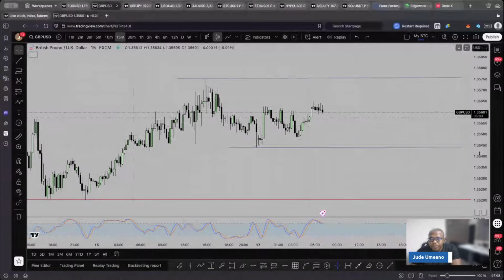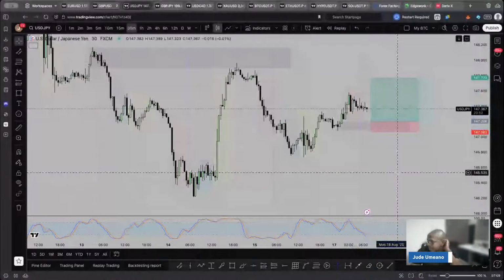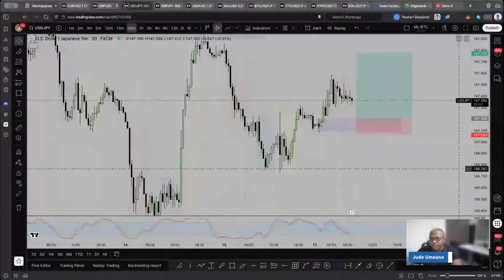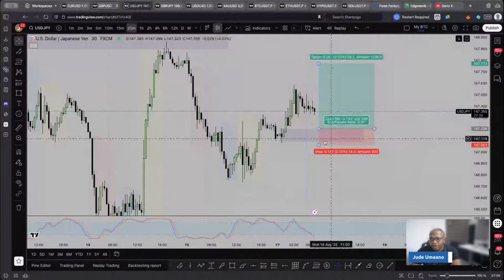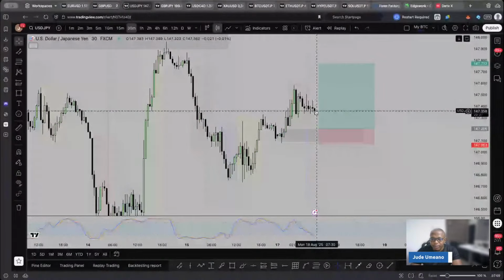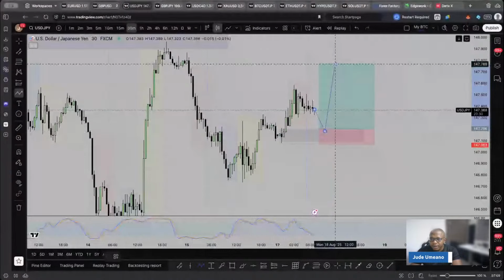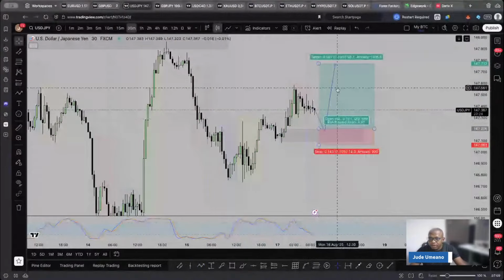Let's try USD JPY. So for this particular trade, you see here, this is because I was looking at it even before we started. This is simply what I'm looking for to play out. A sell. I'm expecting this to come into this order block for a buy, and we go higher and target these points. I've actually placed a limit order on this. So this is basically my plan for USD JPY.